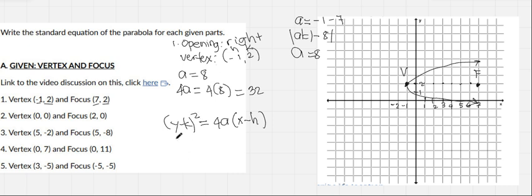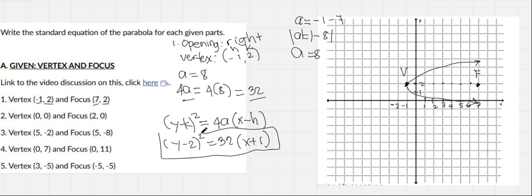So plugging in everything, we've got our y minus, our k there is 2. So copy and replace k with 2 squared equal to our 4a is already here. We've got that one as 32. So replace 4a with 32 times x minus our h is negative 1. Since we have a minus and a negative 1, that would lead to a plus. So this will be a plus and then a 1. This is it. This will be our standard equation of the parabola.